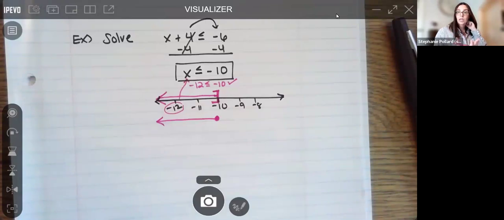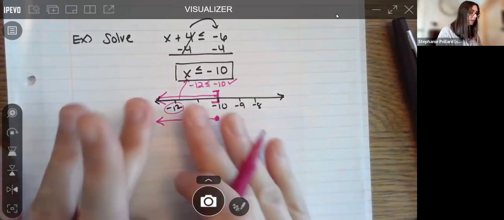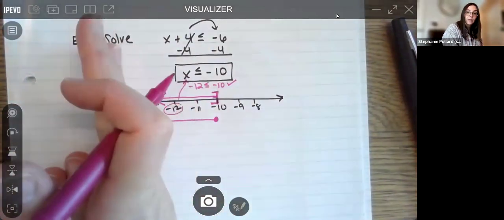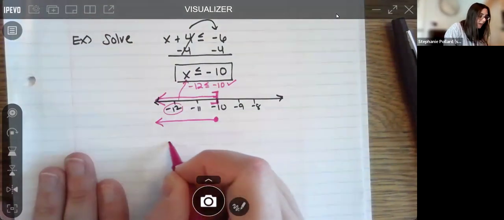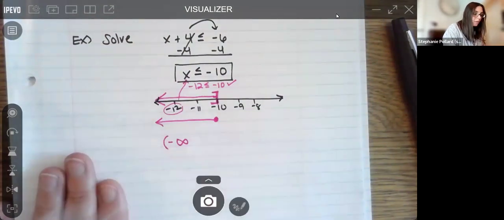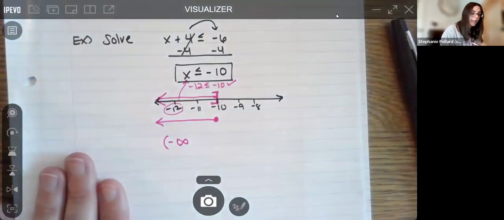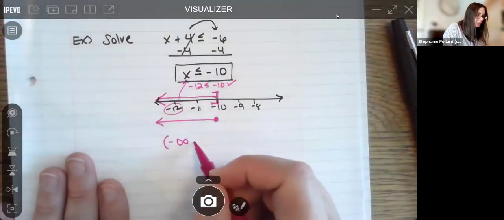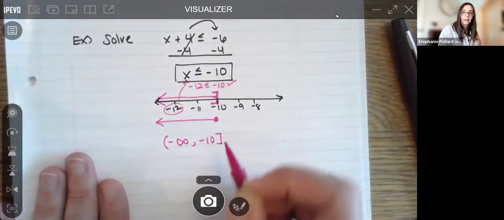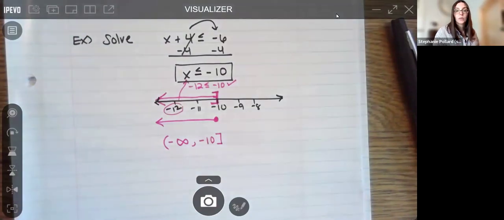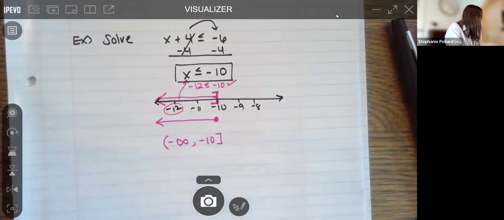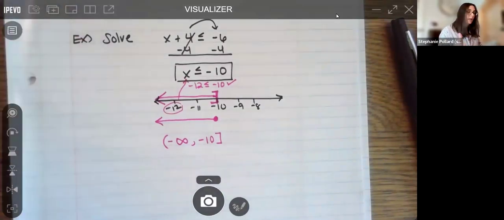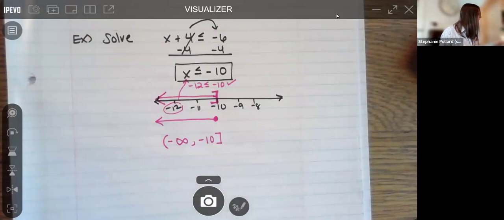And then for interval notation, I always think left to right or small to big. So if I look at my shading, it goes left forever. So it keeps going left. So that would be a negative infinity. And on the right, though, it stops at negative 10, and I'm going to match the sign here. So negative 10 with a bracket, and that would be my interval notation. You can definitely mix brackets and parentheses. It's perfectly fine. We just take each side individually.